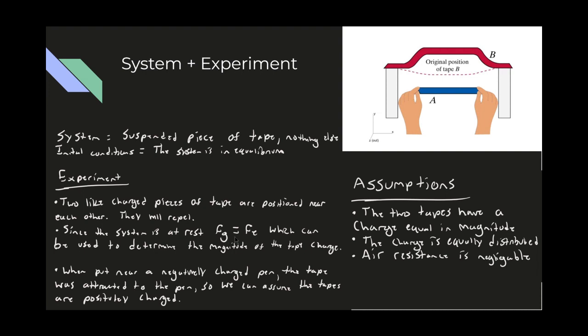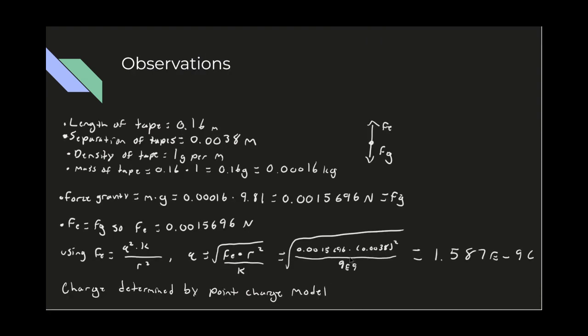We will neglect air resistance, and we will also assume that the two pieces of tape have the same charge and that the charge is equally distributed across the tape. After finding the length and the mass of the tape, the charge can be determined by using Coulomb's law for a point charge force. We will compare this value to the line charge value later.